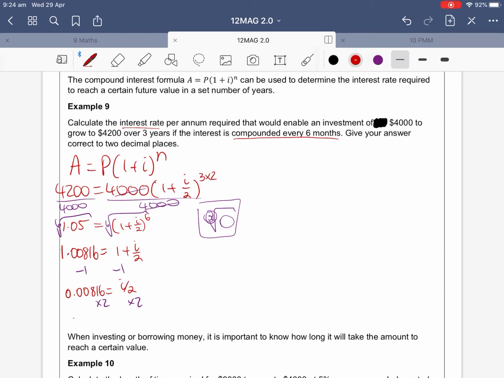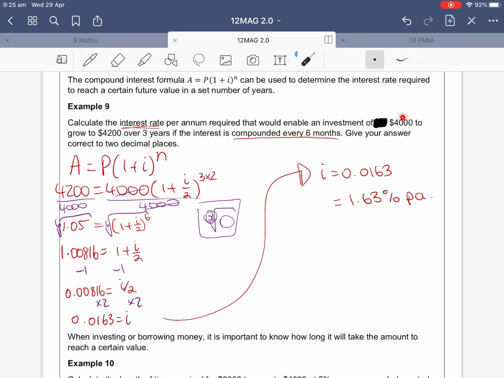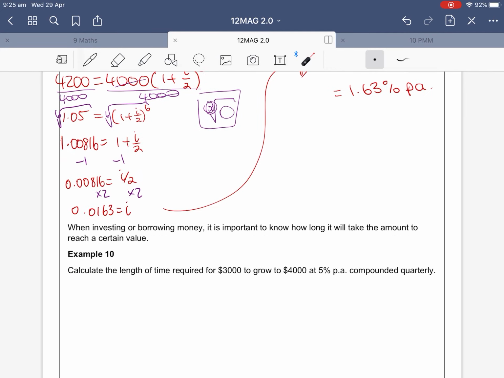Multiply both sides by 2, which means that 0.0163 is equal to i. So if i is equal to 0.0163, that's not a percentage yet. Let's multiply that by 100 to get it as a percentage. That's 1.63% per annum. And that's our answer. That's our interest rate if we want to get from $4,000 to $4,200 over 3 years, compounding every 6 months.